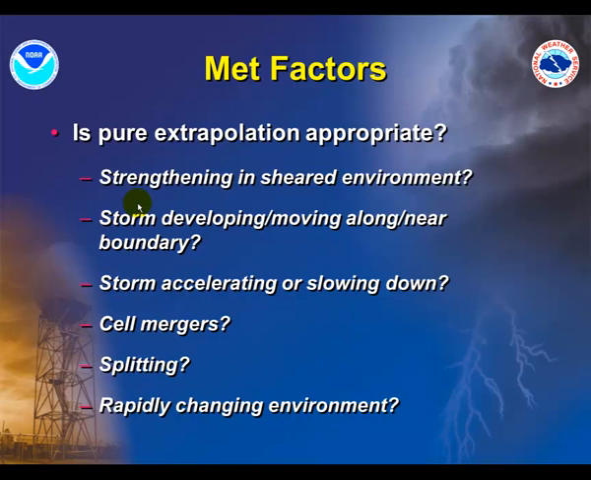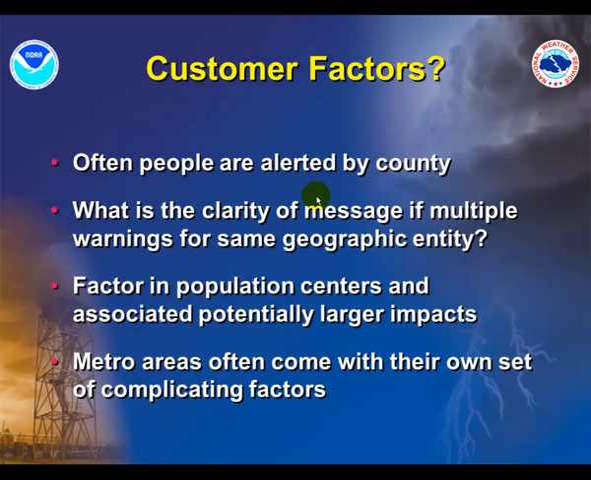Is the storm accelerating or slowing down? Are we going to have mergers of various types that could factor into where the threat moves with the storm that we're warning on? Splitting storms can create complications, and there are different ways to handle that. These are all meteorological factors. And we could be warning on a storm that appears to be in one environment, and then the environment can change rapidly, and the storm motion can also change rapidly. So we're looking at all these things when we're thinking about meteorological factors when we're drawing our polygon, or we should be at least very aware of these things when we're doing this.